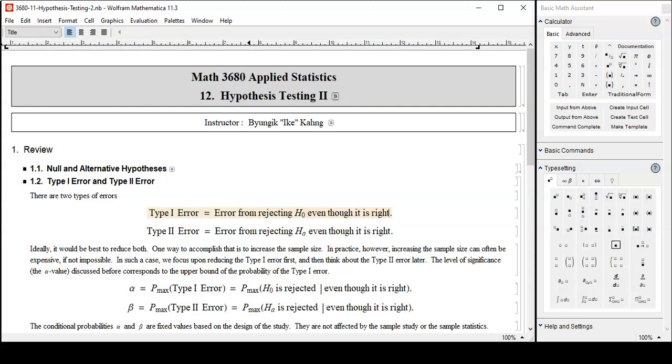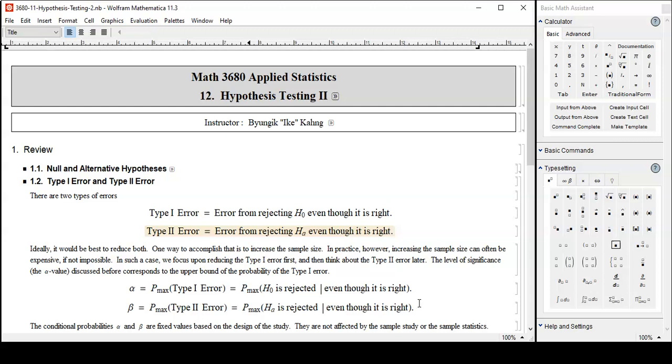Now, let's think about the other case. What if alternative is right? Or, equivalently speaking, H0 is wrong. If I called alternative correctly, then no error. If I didn't, if I rejected it, then that's an error, and that error is called type 2 error. So, error from rejecting HA, even though it is right.